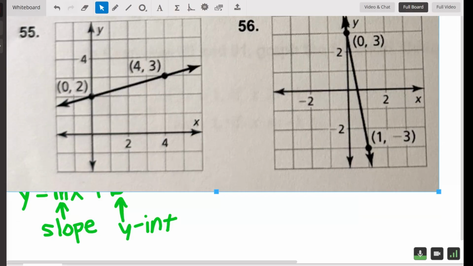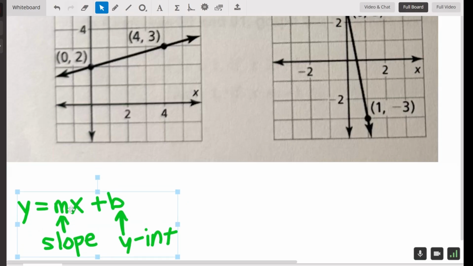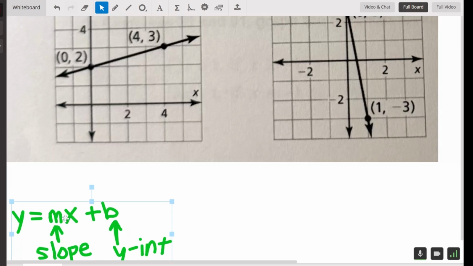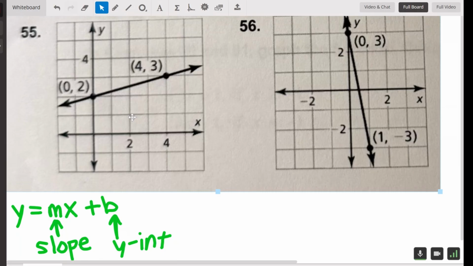Well, what do I need in order to do this? Well, I need these guys down here, right? I need to look at my equation first. Well, my equation's y equals mx plus b. Slope and intercept are pointed out there. Y-intercept. So what would those be?